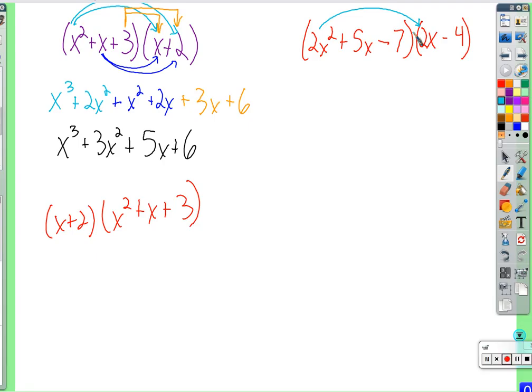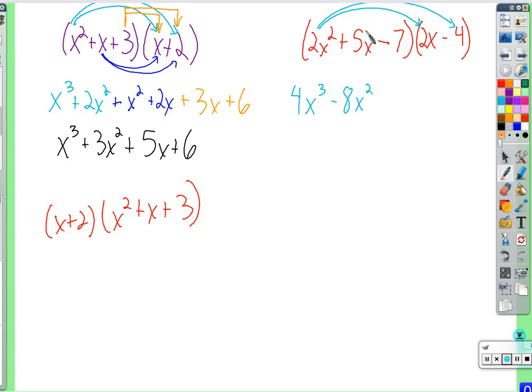2 times 2 is 4, right? That's the 2 times the 2. The x squared times the x, that's x times x times another x, is x to the third. And 2x squared times negative 4, 2 times negative 4 is negative 8 times x squared.